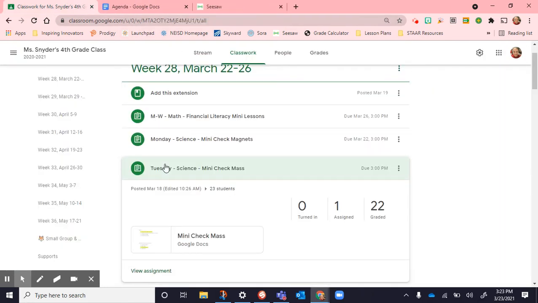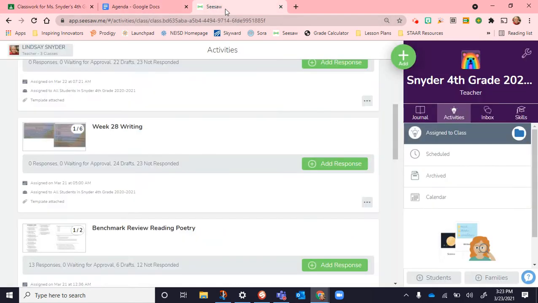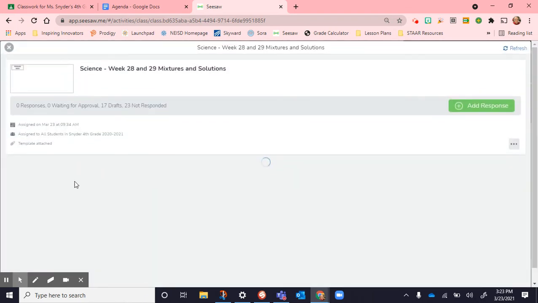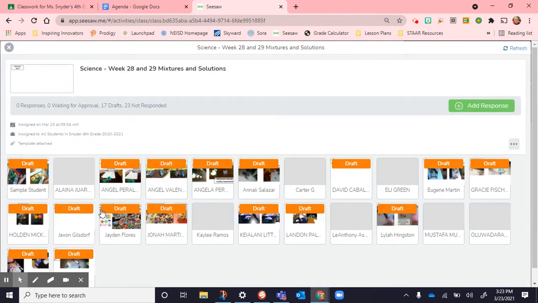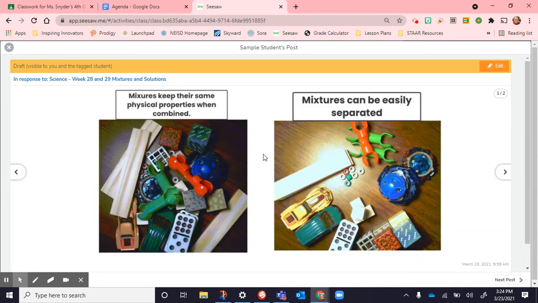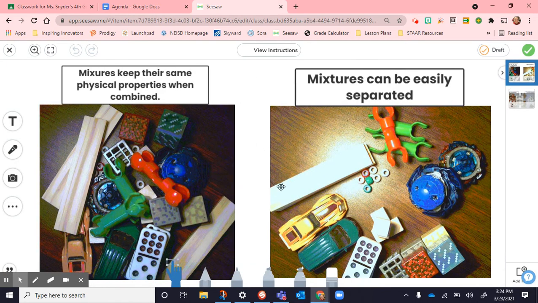We turned that in. Then let's see, in Seesaw, going up to science week 28 and 29 as well, because we are going to work with solutions next week. So we're going to keep adding to this.